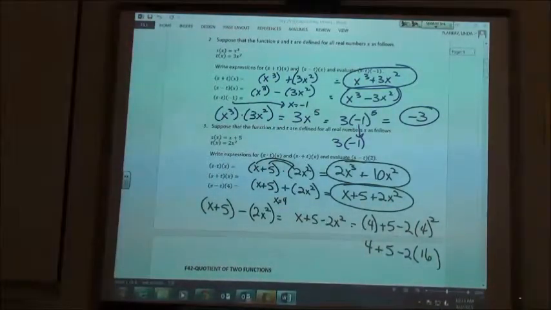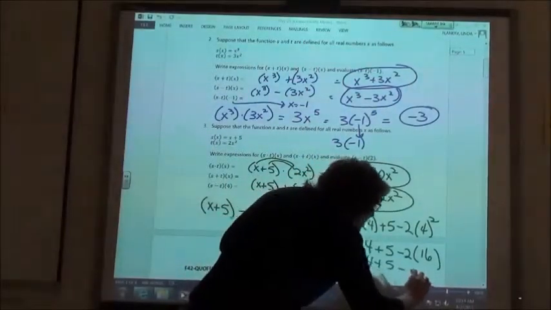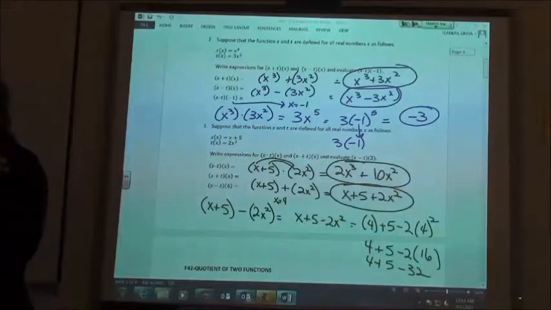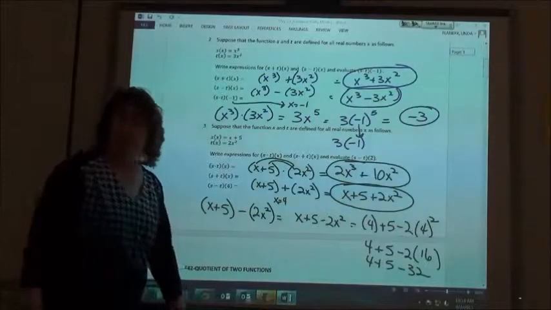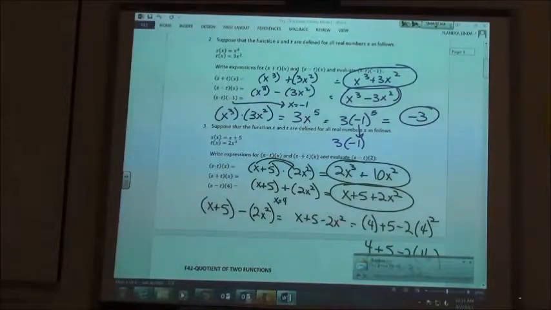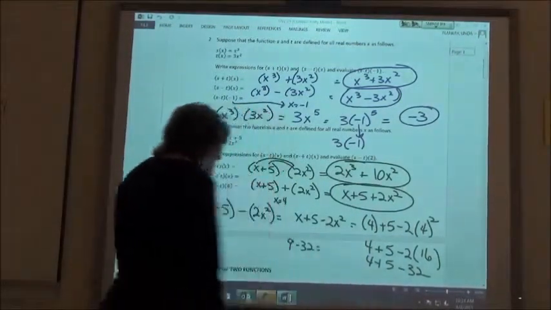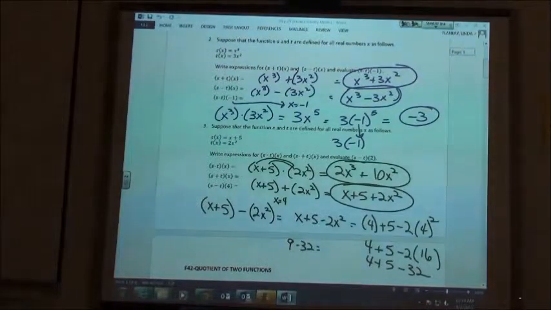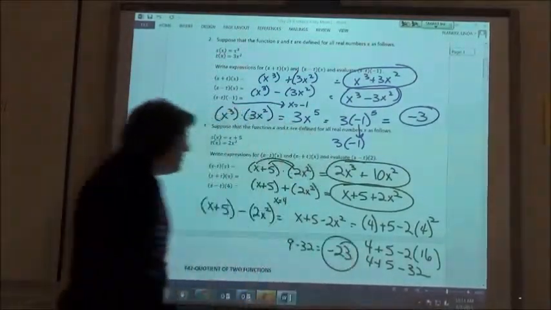Then I have to multiply, right? In our order of operations, we do exponents, multiplying and dividing, and then adding and subtracting at the end. So now we have to multiply. We have 4 plus 5 minus 32. 2 times 16 is 32. Now we can do our adding and subtracting. 4 plus 5 is 9. 9 minus 32 equals negative 23. So negative 23 is going to be the final answer that you put in.